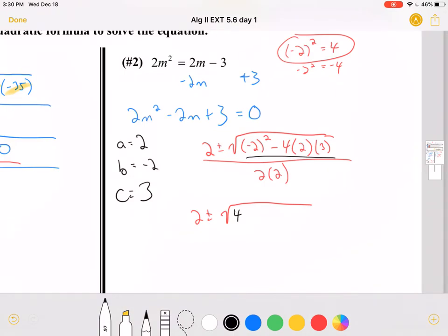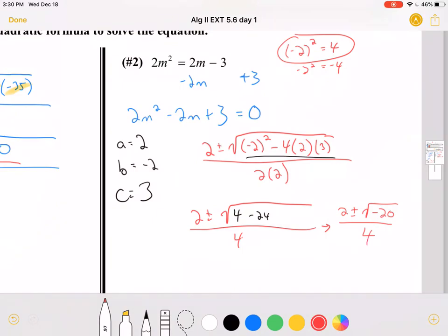Now again, order of operations, I need to do 4 times 2 times 3, and it's technically a negative 4. So negative 4 times 2 times 3. You can do that in your head or on your calculator. It doesn't bother me either way. But you should get a minus 24 all over 2 times 2 is 4. That should reduce to 2 plus or minus the square root of negative 20 over 4.